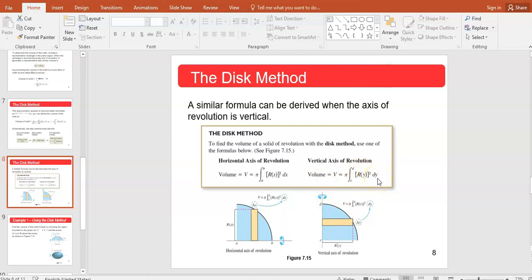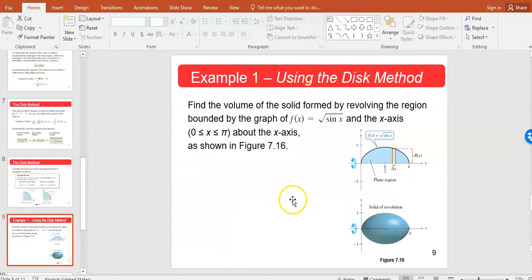So it's going to be a dy. I'm going to do both examples, an example of each, so you guys know what to do on each one. So my first example, example number 1: find the volume of a solid formed by revolving the region about the graph f of x equals square root of sine of x and the x-axis. And they give me the boundaries from 0 to pi.